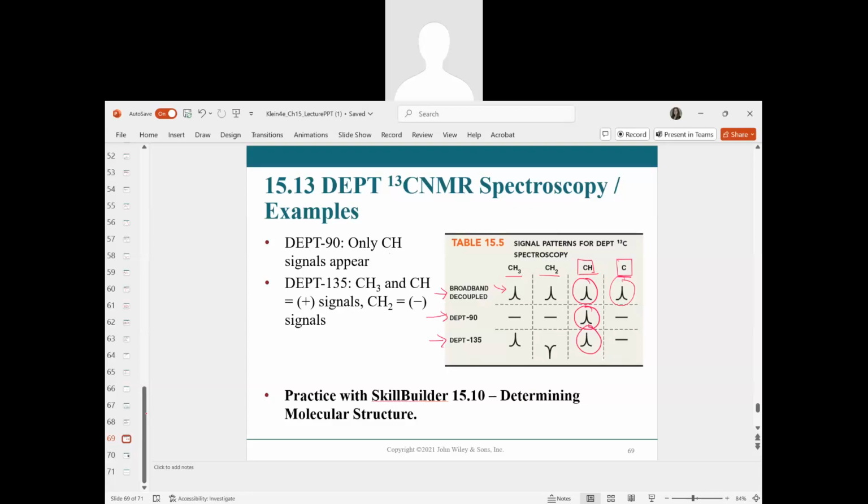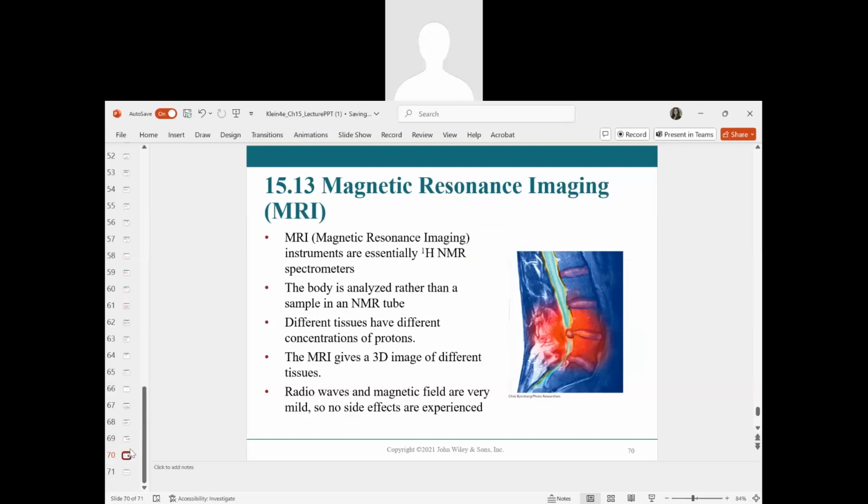And then we see specifically with our CH3 carbons that we would have a positive signal here with this DEPT 135, whereas with any CH2 carbons, that would produce a negative signal. So again, in combination, we can build our structure of our compound.